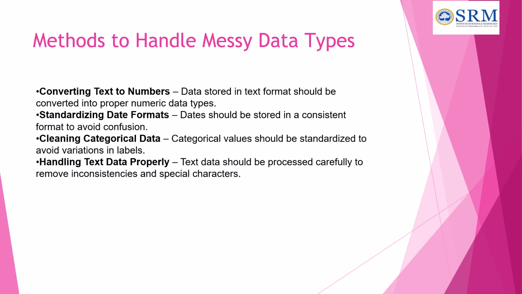For categorical data like gender or location, we must ensure all labels are consistent. For example, changing all versions of male, capital M and M, into one uniform category. Finally, when handling text data such as survey responses or descriptions, it's important to clean up inconsistencies, remove unnecessary special characters, and prepare the text for analysis. These steps help to transform messy data types into clean, usable formats for accurate analysis and interpretation.